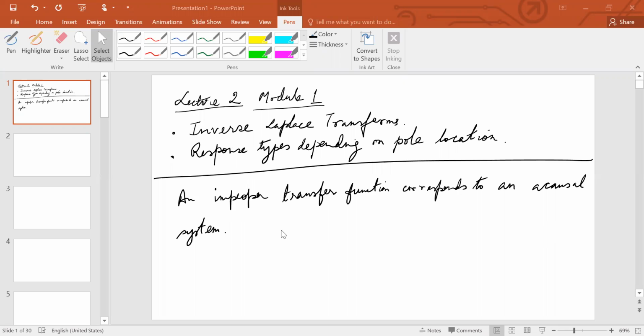That is, an improper transfer function will always correspond to an acausal system. I wasn't sure that the recording was right there, so I just wanted to put it out here.